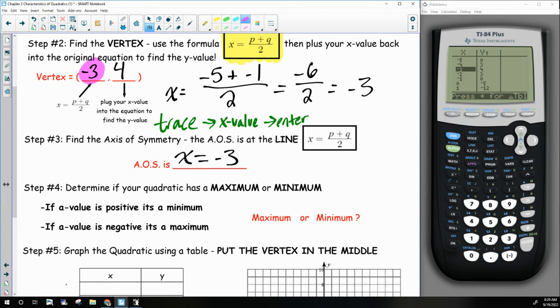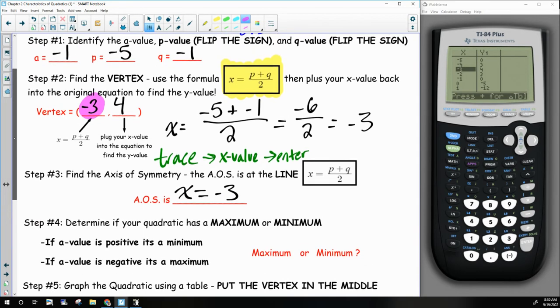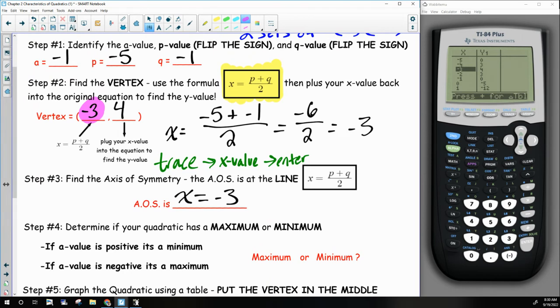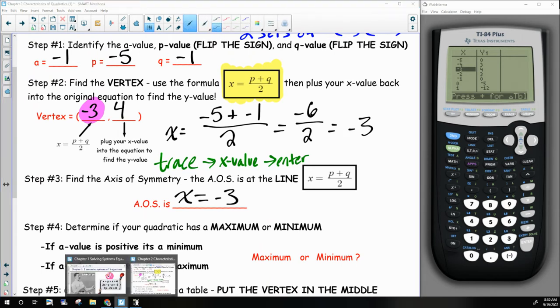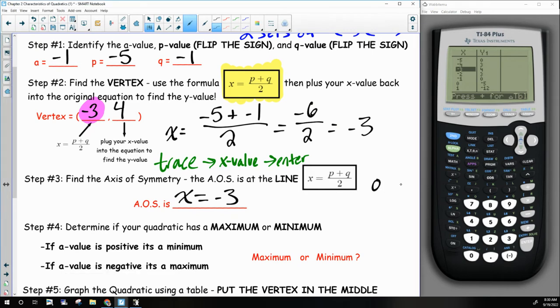Now it's time to decide, is this a maximum or a minimum? Well, we saw the graph a second ago. But if I look at my A value, it's a -1. Negative means we're having a bad day and we have a frown on our face. And frowny faces always have a maximum at the top. You can always, too, if you click that graph button, you can look at what your graph's going to look like. You can tell it's going to be a maximum.